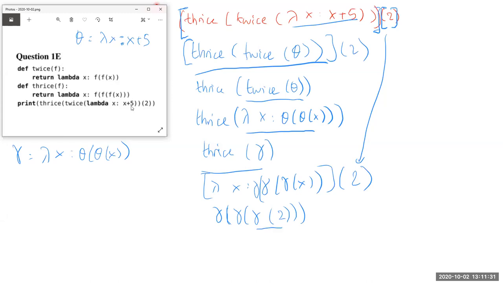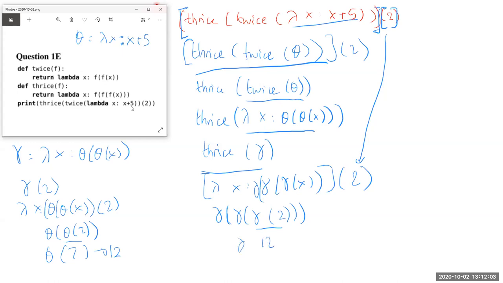We evaluate the inner part first. Gamma 2 gives us lambda x, theta, theta, x applied to 2, so this is theta theta 2. Theta 2 is 7, and then theta 7 is 12, so this part is 12. We have gamma, repeat the process again. Gamma 12 gives us theta theta 12, hence this is theta 17, is it? I'm bad at math. Then 22.